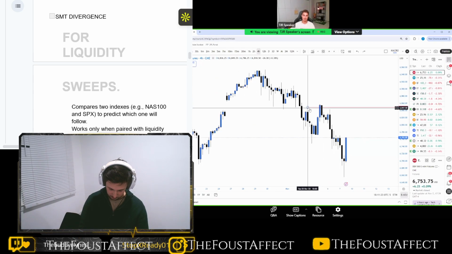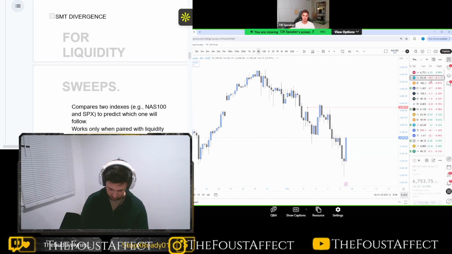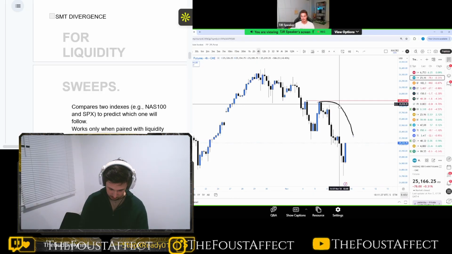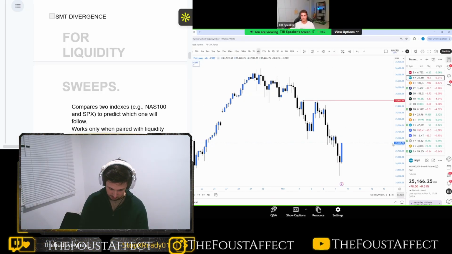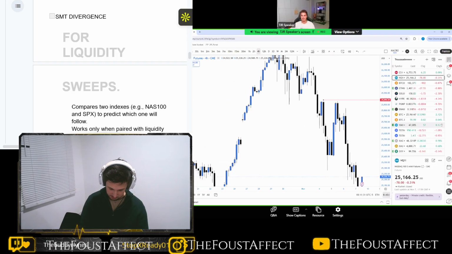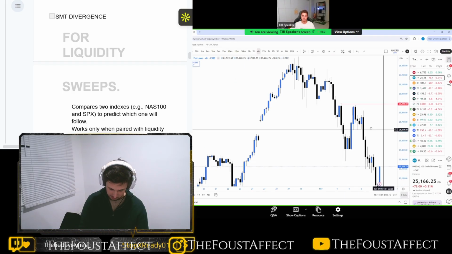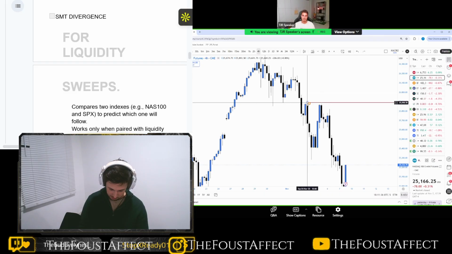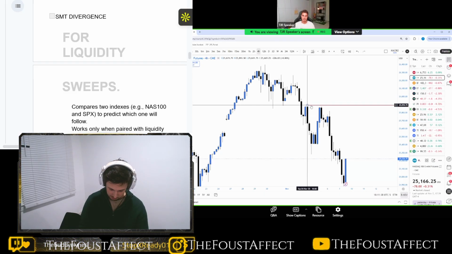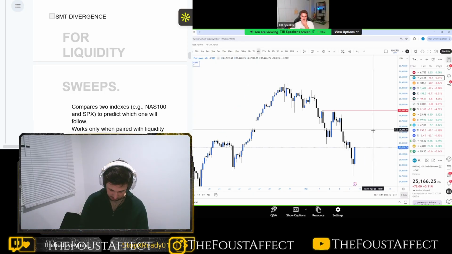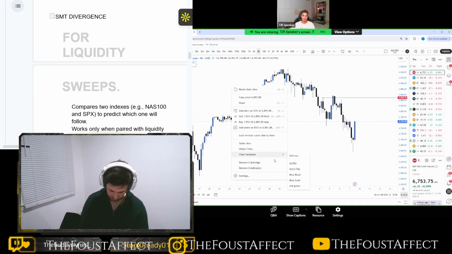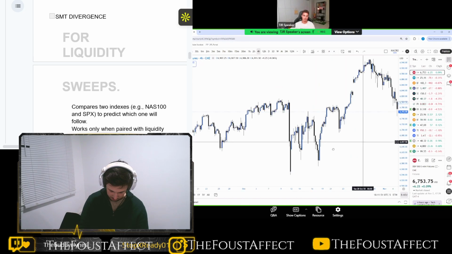Okay, so that's an example of a bearish SMT divergence where NASDAQ made a lower high, but the S&P 500 made a higher high. We can use that as a confluence to show that, hey, price wants to go lower. All right. Let's show this in a bullish scenario.